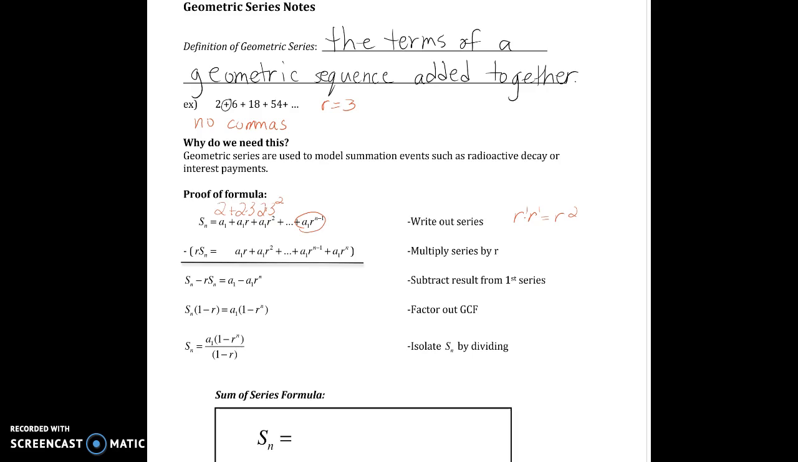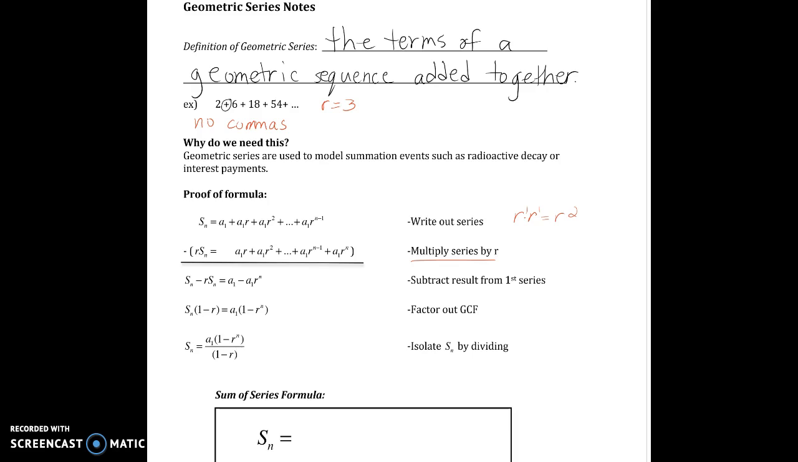Now what we're going to do to develop the formula, we want to really get rid of all those middle terms. So we're going to multiply the entire series by r. I'm going to erase some of the stuff that I did already just so that you can see what's going to happen next. So I multiply by r, and now I'm going to subtract those two things.